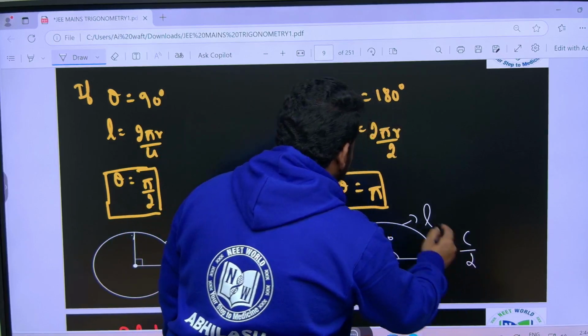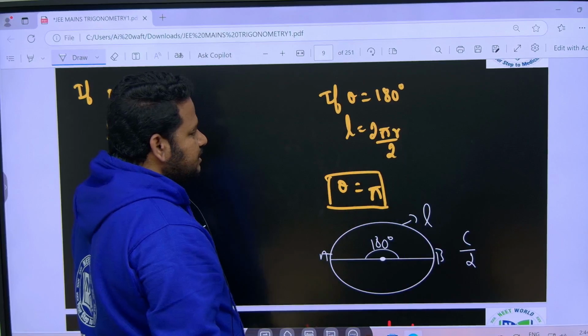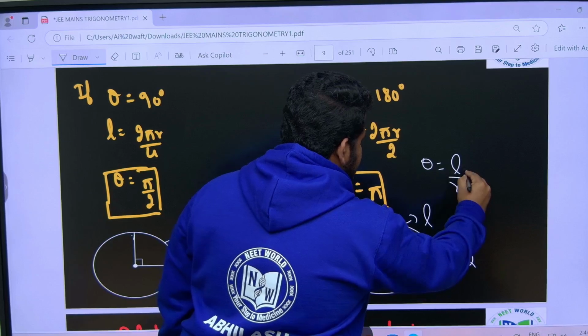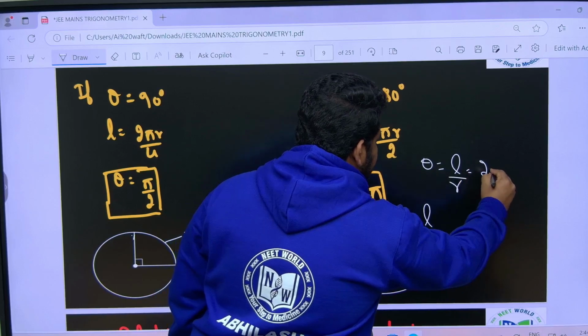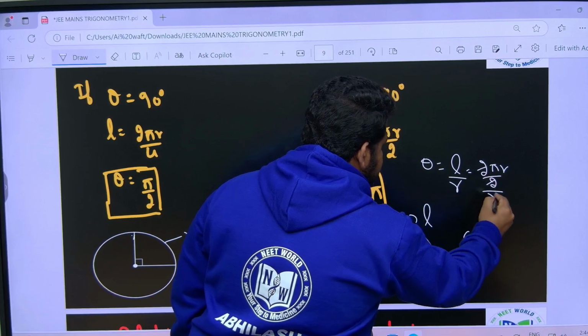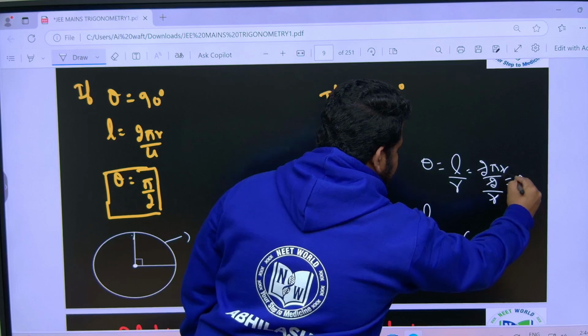Here C by 2. We substitute theta is equal to L by r. So if I write theta is equal to L by r, so this will be equal to what? 2 pi r by 2 divided by r. 2 cancels, r cancels, you will get the value as pi.